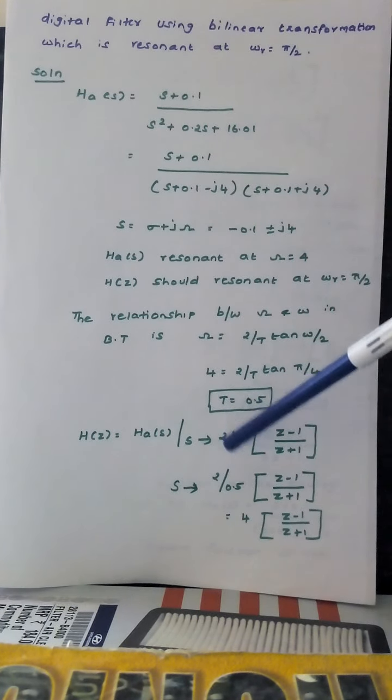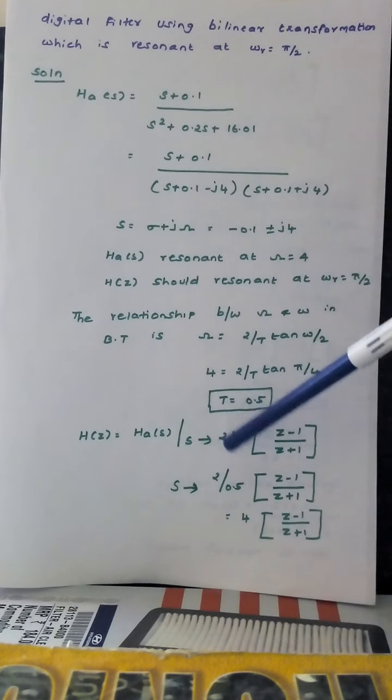So H of S they have given as omega c divided by S plus omega c. So omega c will be replaced by 0.65 divided by t. Again here we have to apply the bilinear transformation. Again the S value will be replaced by 2 by t into Z minus 1 divided by Z plus 1. So here if you substitute in this equation, that is H of S equal to 0.65 divided by t, the S value will be replaced by 2 by t into Z minus 1 divided by Z plus 1 plus 0.65 divided by t. So all the t terms will get cancelled, so we'll get the term 0.65.